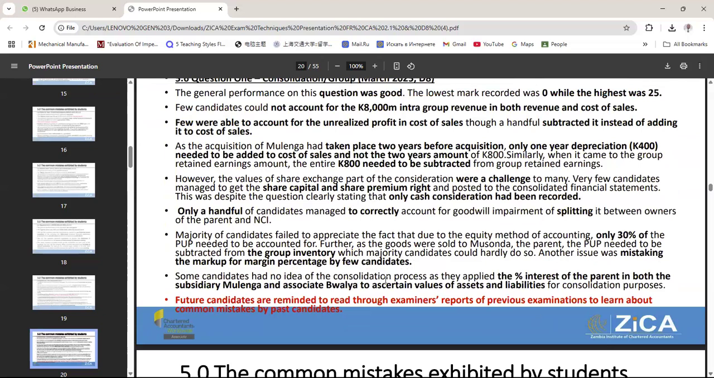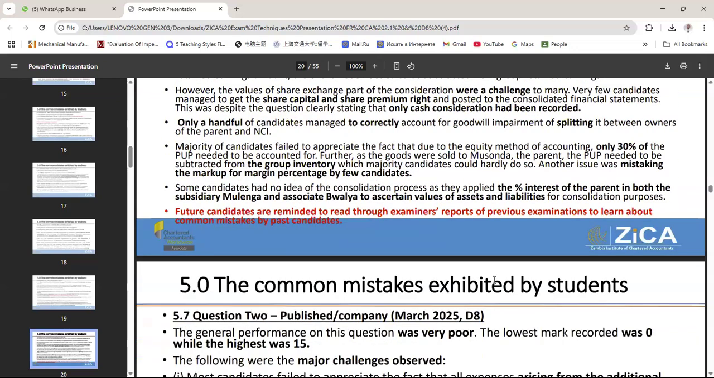Let's come here. What have you been reminded? Future candidates. Who are the future candidates now? Because this happened last sitting. You are reminded to go through examiners' reports of the previous examination to learn about the common mistakes which were made by students. I'm not the one, it was copy and paste. So I'm not the one who is telling you, it is the chief examiner. Then you fail to go through. Then what are you inviting? I don't know. You are the only one who knows what you are inviting. So very, very important here.